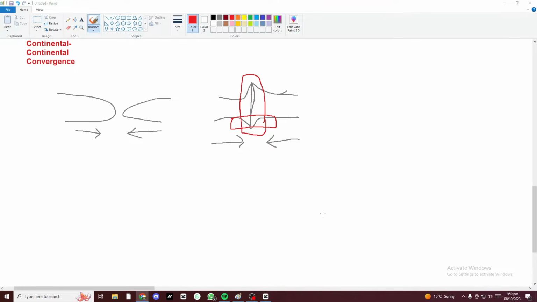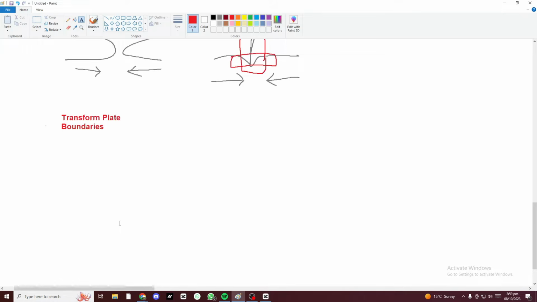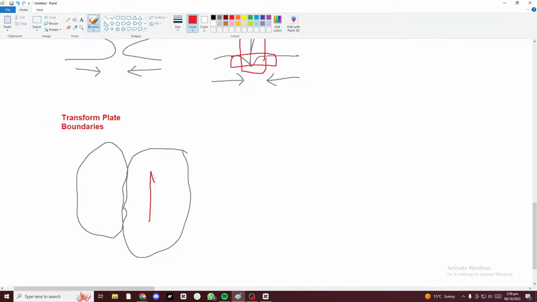And then finally we get transform plate boundaries. Transform plate boundaries occur when two tectonic plates, so let's say this is one big plate, this is another big plate, slide past each other horizontally in opposite directions. So this plate's moving this way, this plate's moving this way, and then they slide past each other.